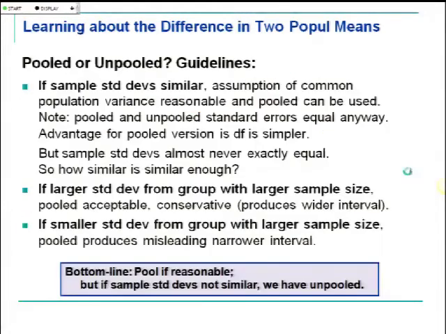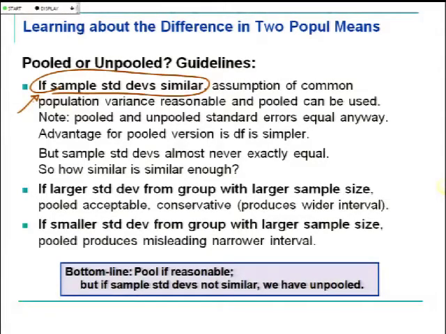And of course, as is guided in your textbook, we're going to be looking at those sample standard deviations. We're going to be hoping that those two S's that were calculated in our two sets of data are comparable in size, that they aren't markedly different. Then I can assume common population variance. Then I can pool.